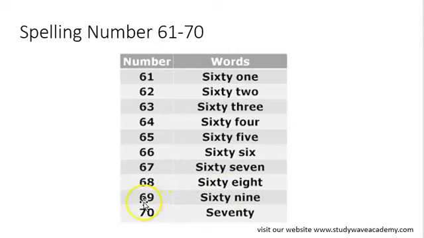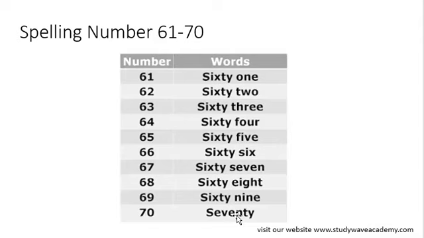And how do we spell 70? We have our next number here, which is 70. And how do we spell 70? SEVENTY. 70. Okay? 70 is spelled SEVENTY. 70. Did we get that? Good.